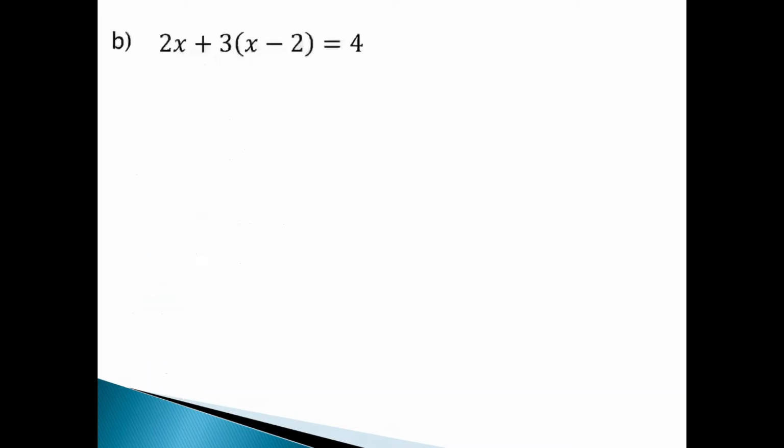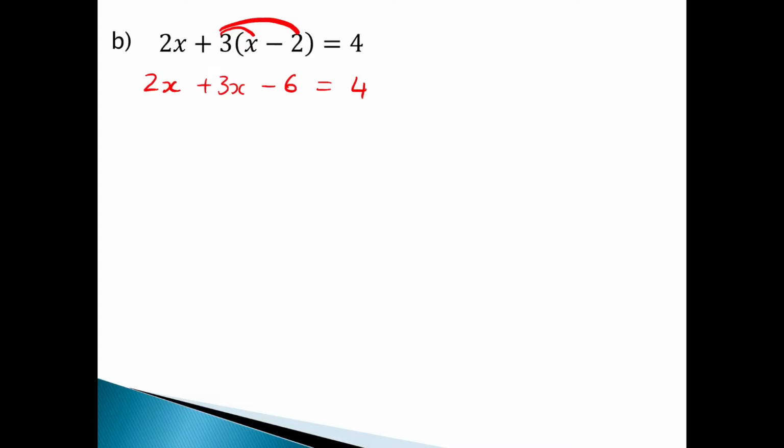Alright, we're looking at another example over here. So what we want to do is we want to get rid of that bracket first before we do any shuffling around. So we're going to start it off. So 2x, then positive 3 needs to be distributed into both of the terms there. So 3 times x is plus 3x, and 3 times negative 2 is negative 6. And that is all equal to 4.